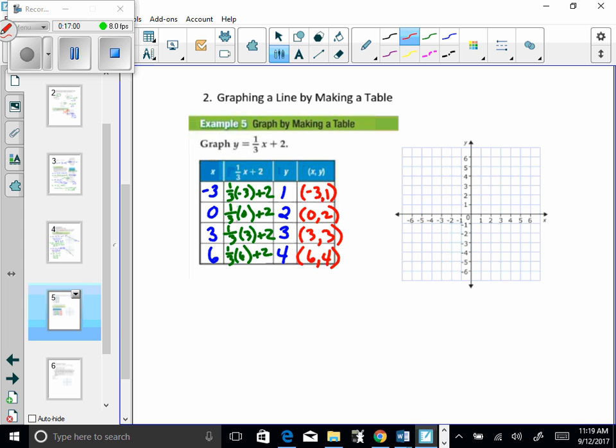So -3, 1 would be right here. So -3 on the x-axis, and then 1 on the y, and then their intersection. 0, 2 would be here, 3, 3, and 6, 4, and then I can draw a line through my points. And there's the graph of my equation.